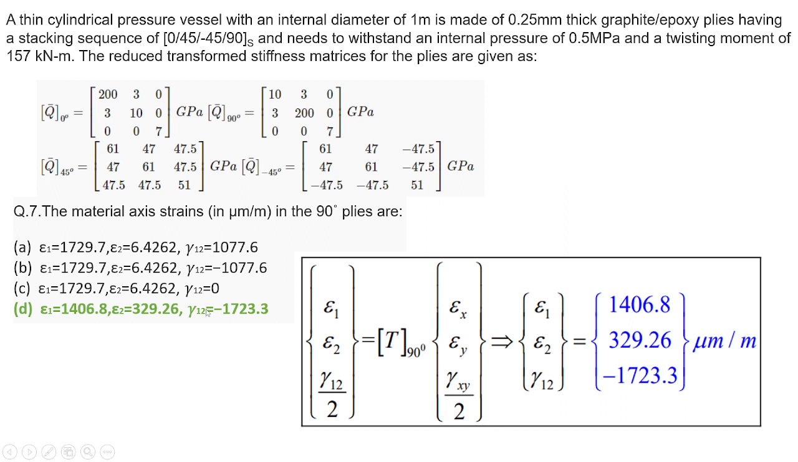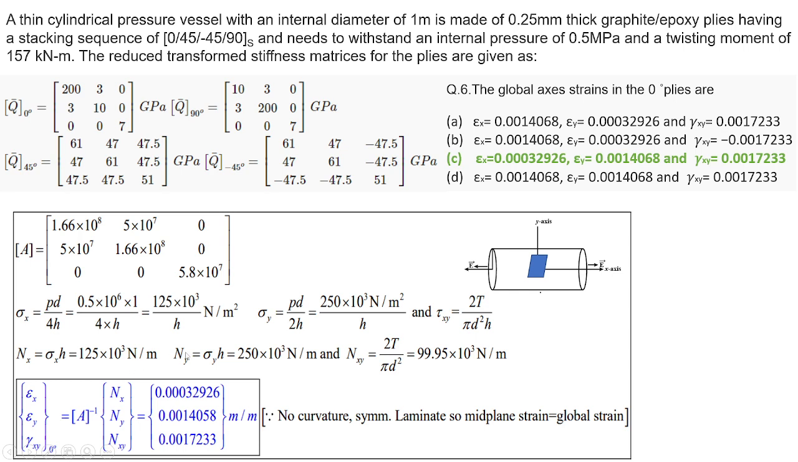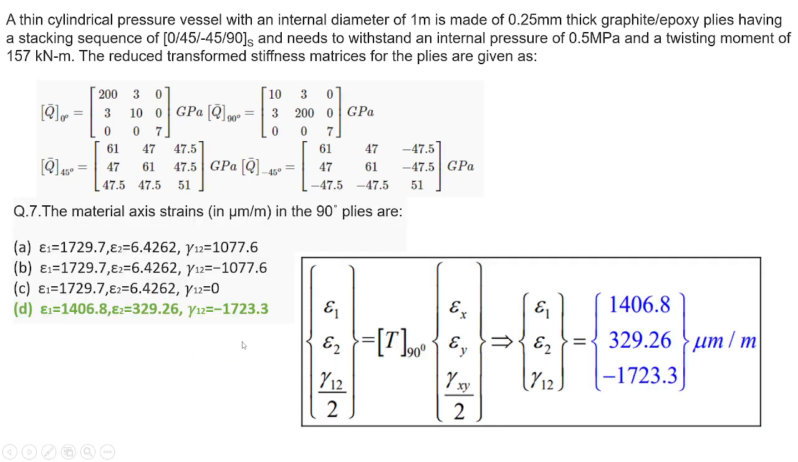Now in the next question, they are asking for the material axis strains in the 90-degree ply. We already found the global axis strains, so now we have to convert them into material axis strains. This can be done by using the transformation matrix at the angle we have to find, that is the 90-degree ply. So we multiply the global axis strains by the transformation matrix at 90 degrees, and from that we can get the material axis strains in the 90-degree plies.